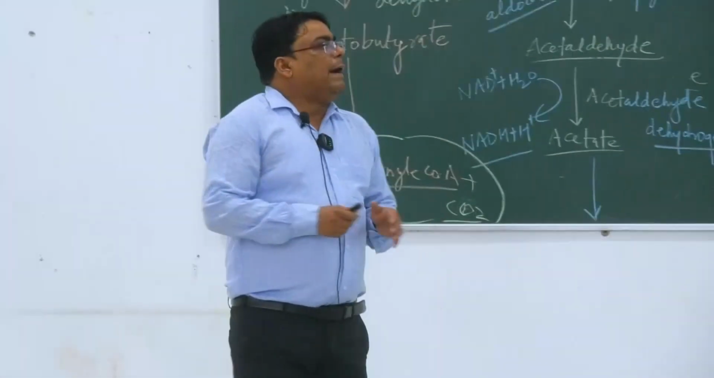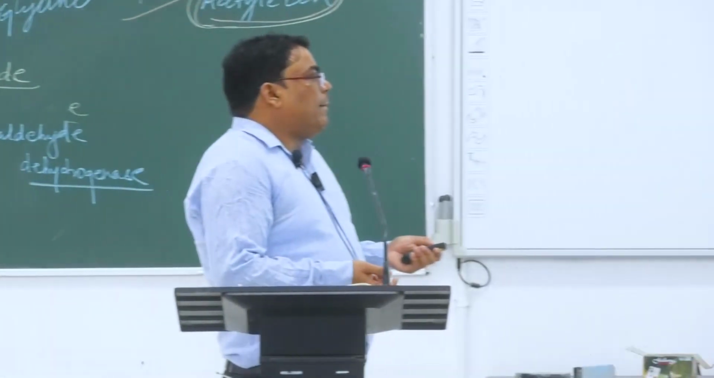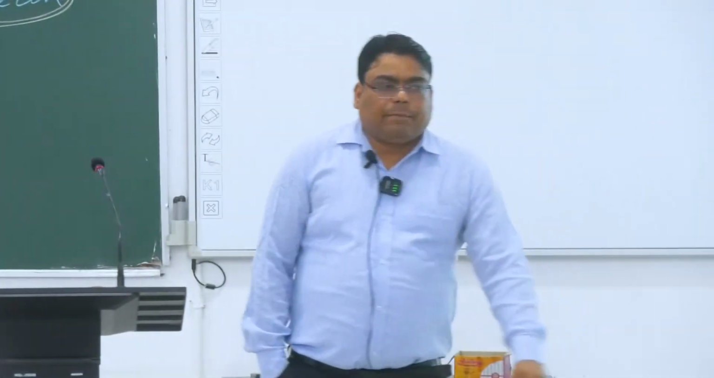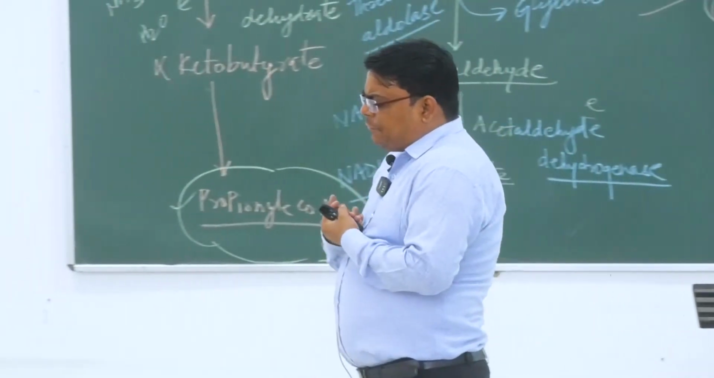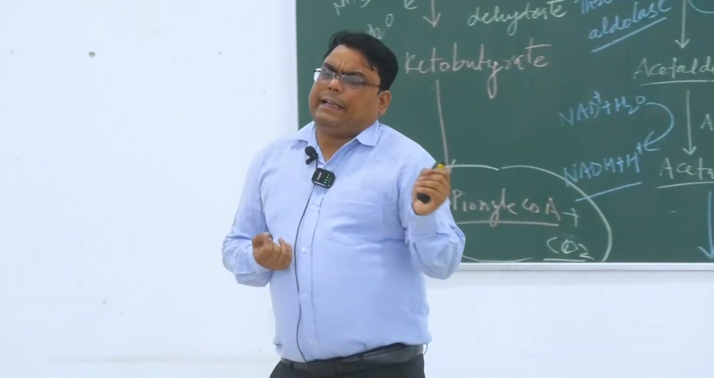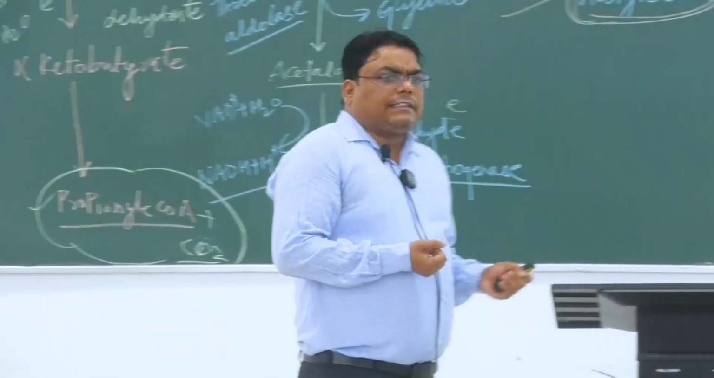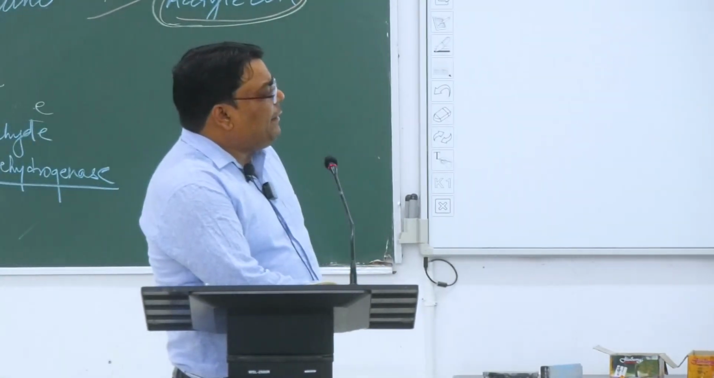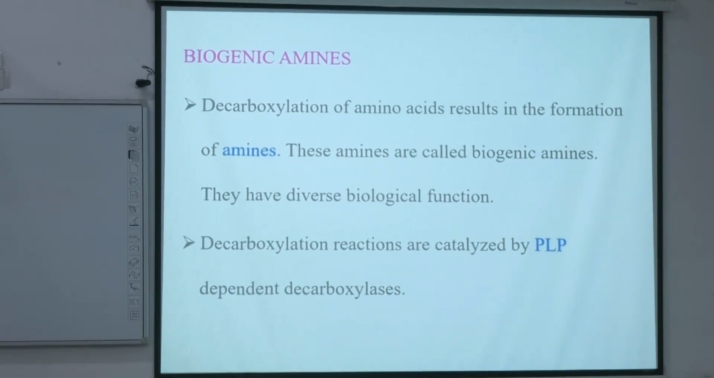Okay. Now biogenic amines. What are biogenic amines? Decarboxylation of amino acids forms amines, and these amines are called biogenic amines. Keep in mind how these biogenic amines are formed. They are formed by decarboxylation reactions, forming amines, and these are PLP dependent decarboxylases.